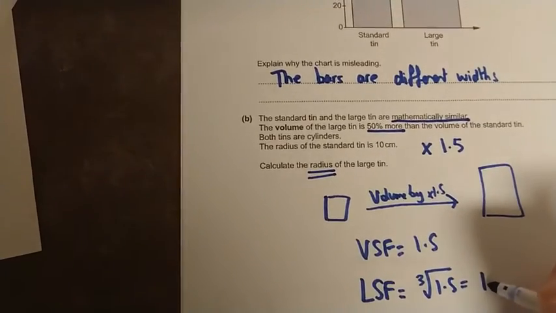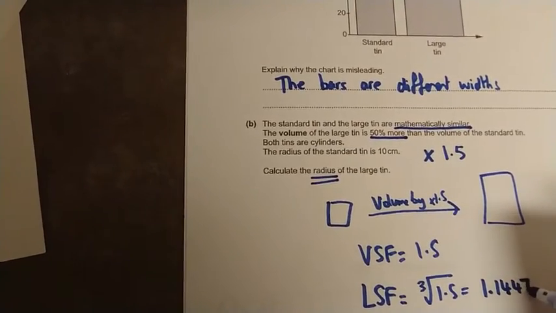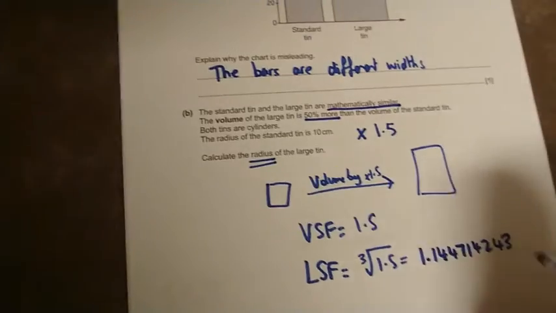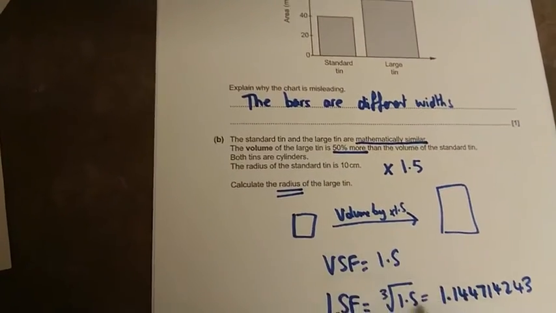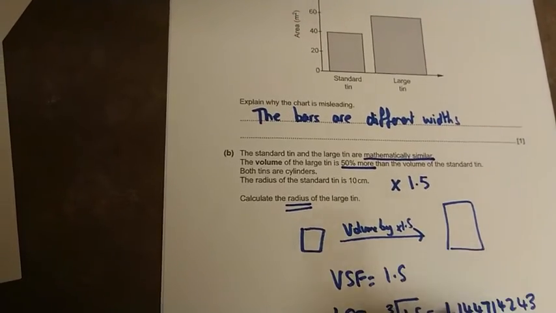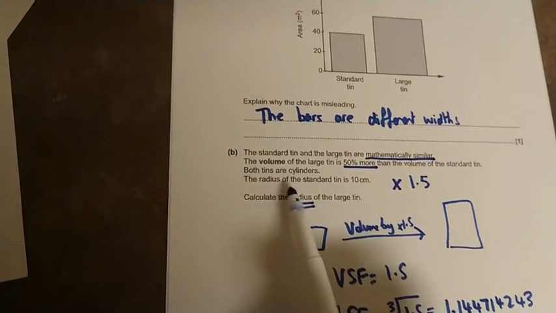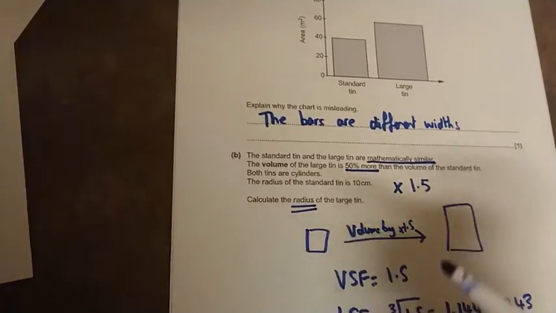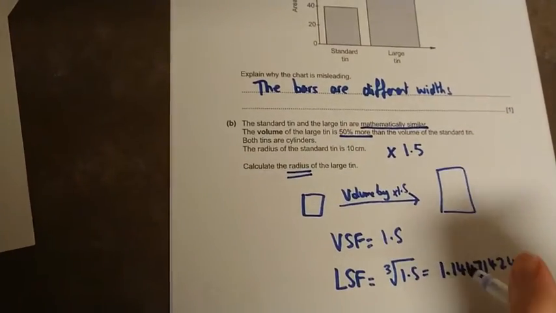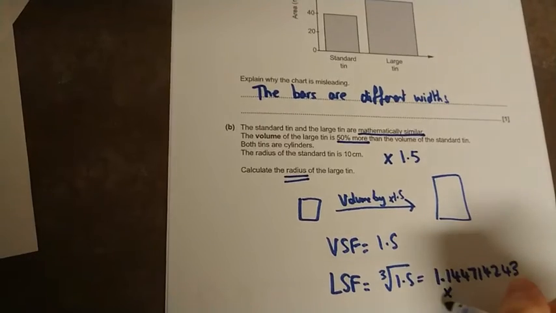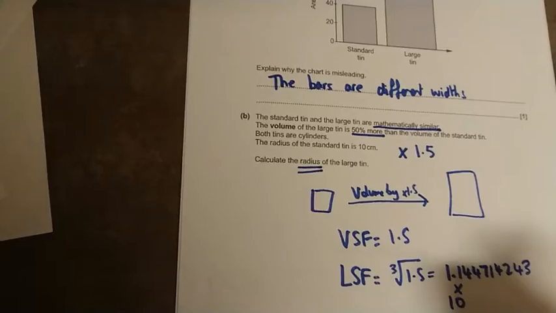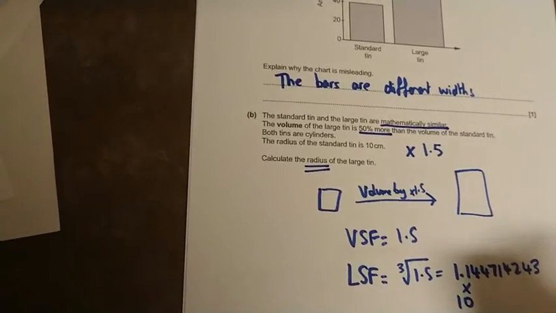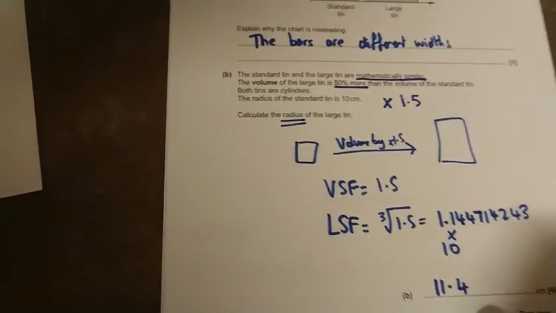So that is, I'm going to write the whole thing down because I haven't finished the question yet. So that means I'm timesing the smaller radius by this to get the bigger radius. So the radius of the standard tin, which is the smaller one, is 10 centimeters. So basically I just need to times this length scale factor by 10 to get the radius of the bigger one. So that is going to be 11 point, it doesn't say how to round it, so I'm going to say 11.4 centimeters when I times that by 10.